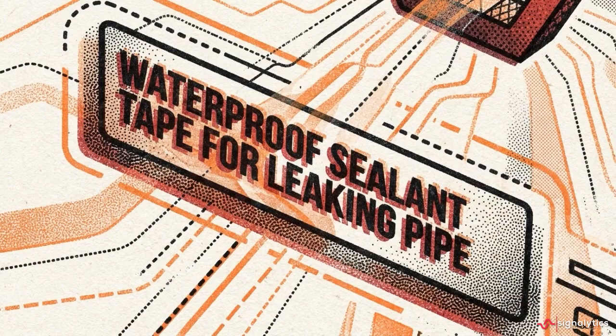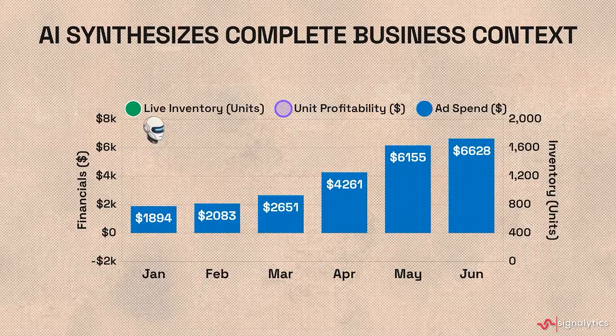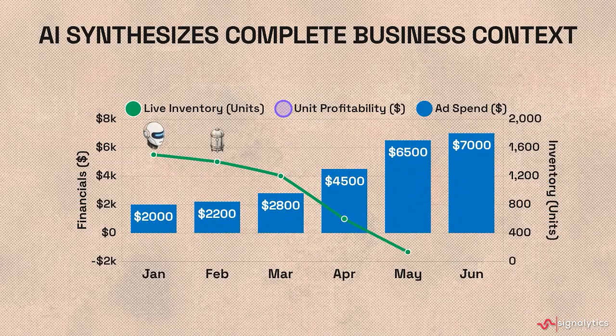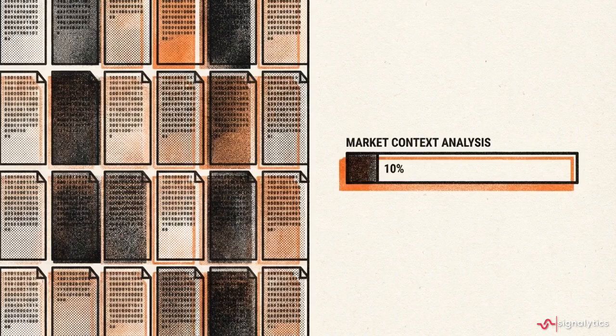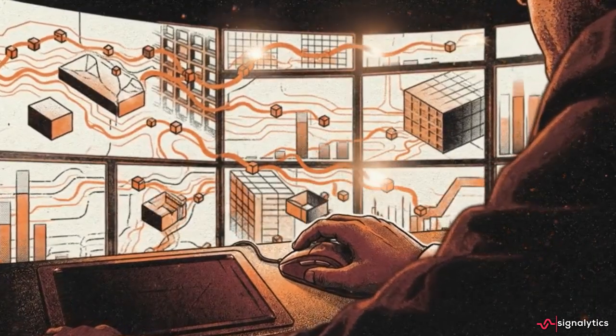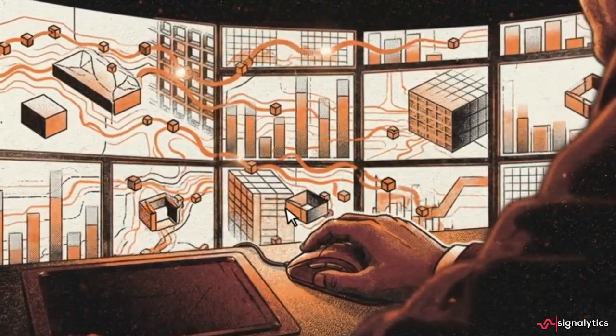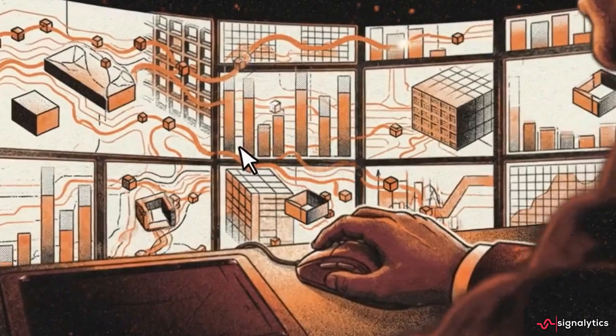specific problem to solve. The true utility of AI is realized only when this ad data is cross-referenced directly with your live inventory levels and your unit profitability. You are no longer just managing bids, you are managing a supply chain. In this new environment, execution speed is a commodity. The ultimate competitive advantage belongs to those who use AI to understand their total business context before making a single move.